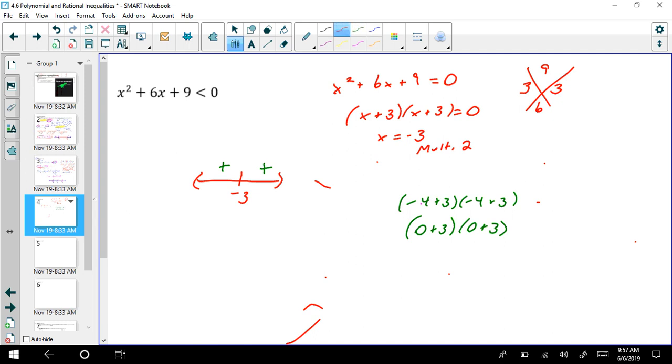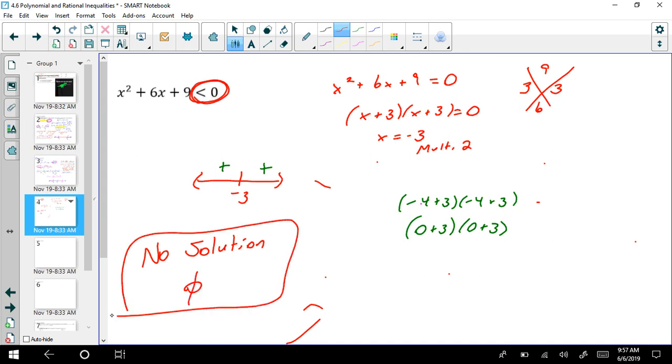What am I looking for my answers? I want the numbers that come out less than 0. So the negative regions. Well, there are no negative regions. So how would I say this? Well, turns out this is no solution. There are no negative regions, or you could use this symbol. I didn't get anything to come out less than 0.